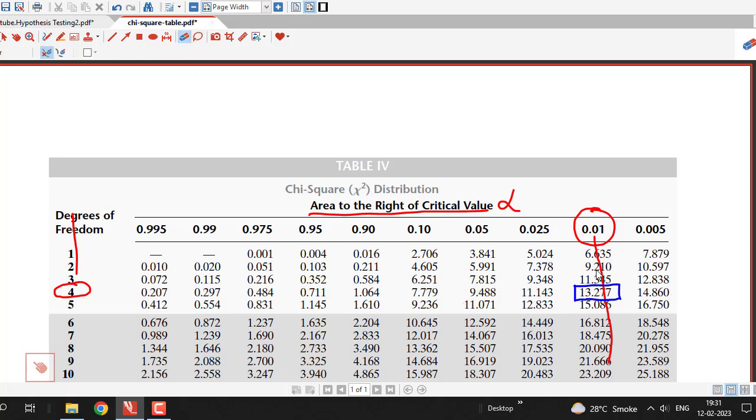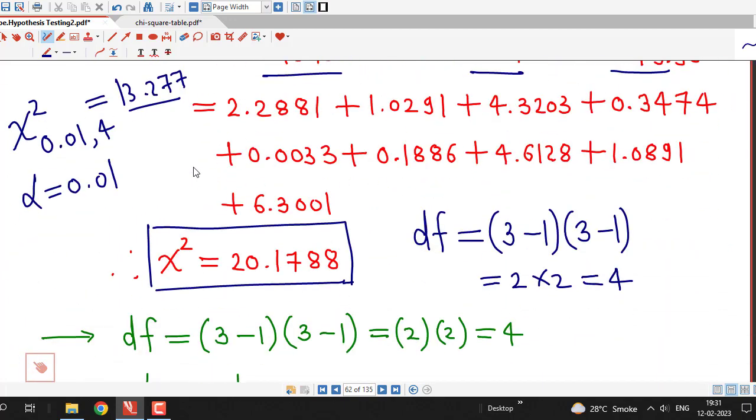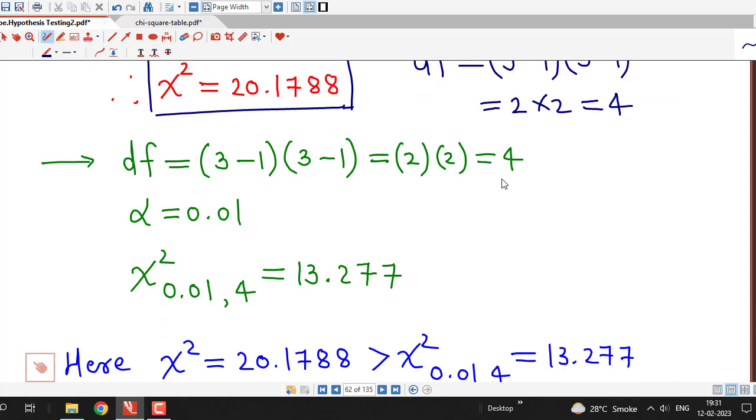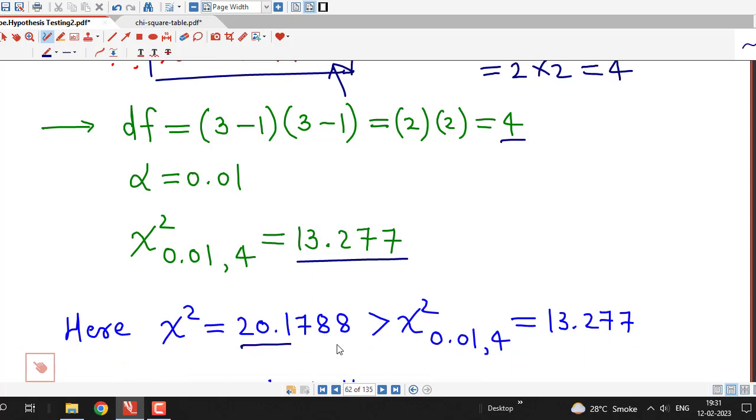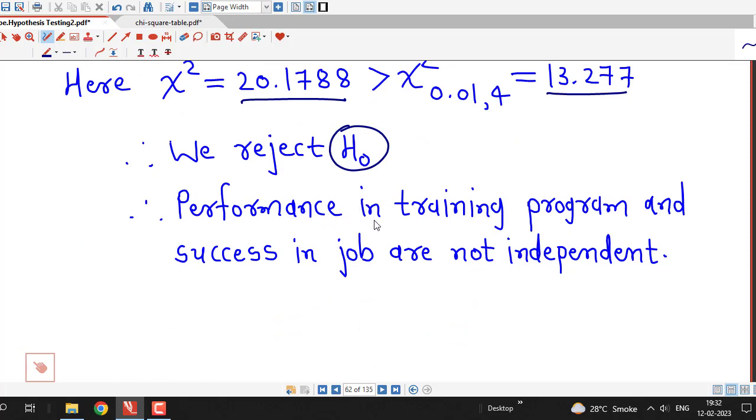So let me remove these two, and I find that the critical value is 13.277. This is the chi-square critical value, and I have written all these things here. Degrees of freedom are 4. This is 13.277, and this test statistic value is 20.1788, and it is obviously greater than this critical value. That means we are in the rejection region. Therefore, we reject the null hypothesis. The null hypothesis is that performance in training program and success in job are independent, but we are rejecting the null hypothesis. That means these two variables are not independent.